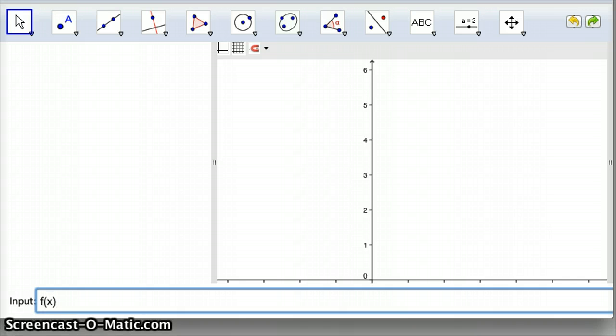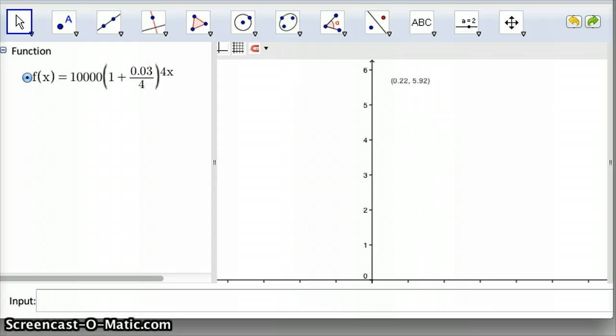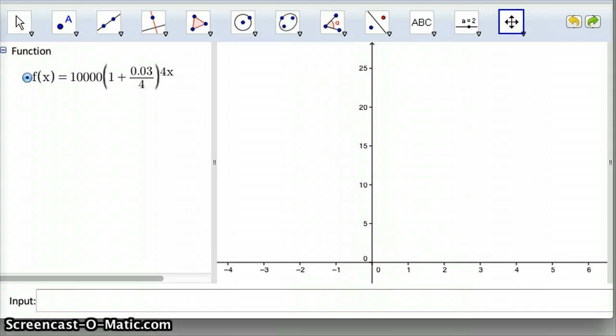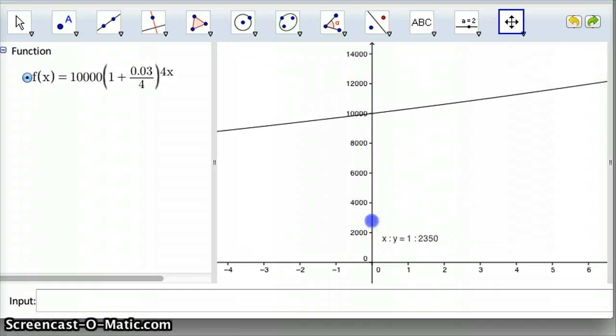So f of x equals 10,000 times 1 plus 0.03 divided by 4, to the 4x power. And we'll plot that, and it probably doesn't even register on our graph. And so we'll find that thing. And I know 10,000 is our initial value, so we've got to have at least 10,000 showing. Oh, there it is. It's appearing. And on the bottom, x represents years, so here's 6 years. It looks kind of linear.